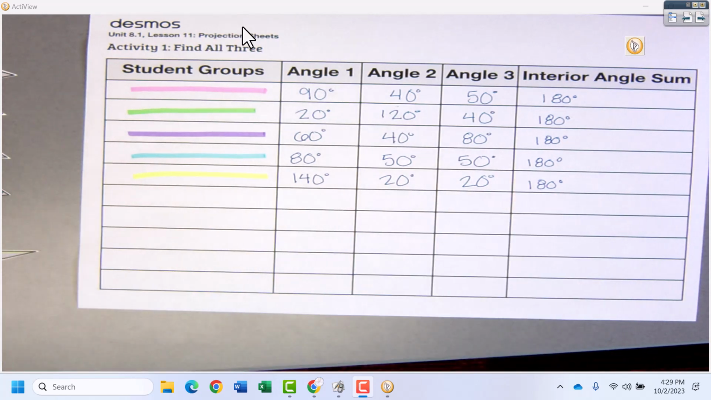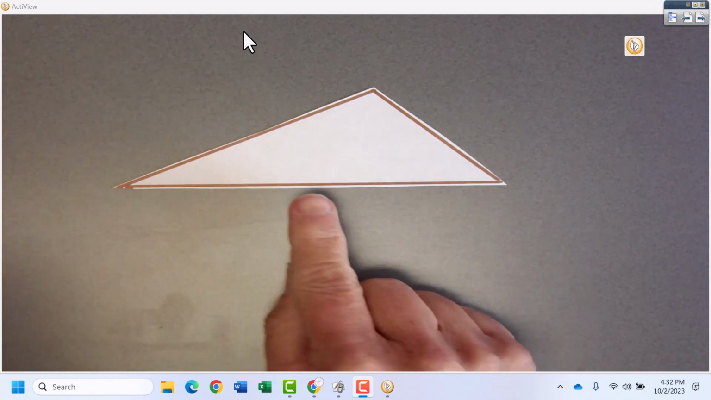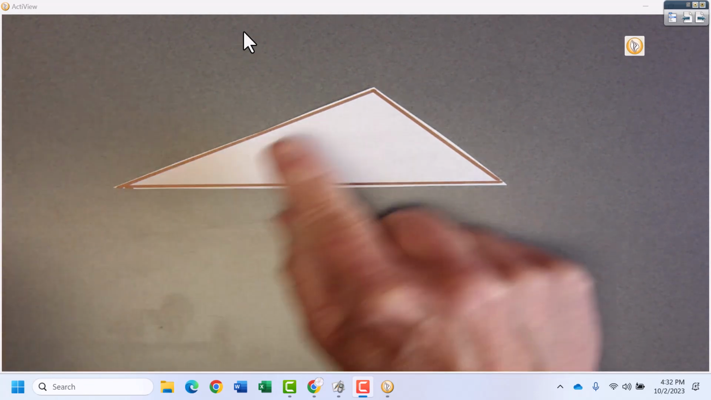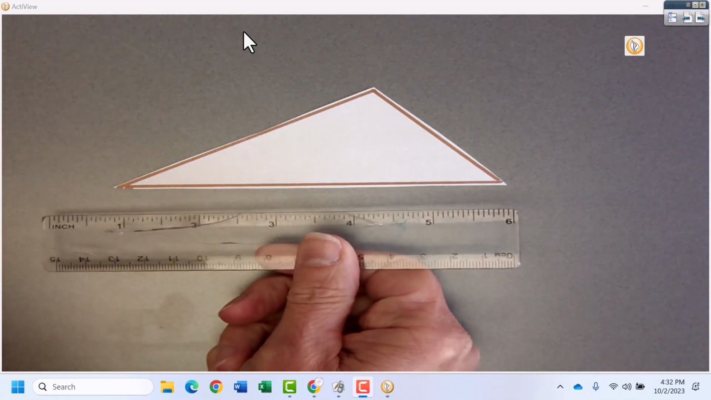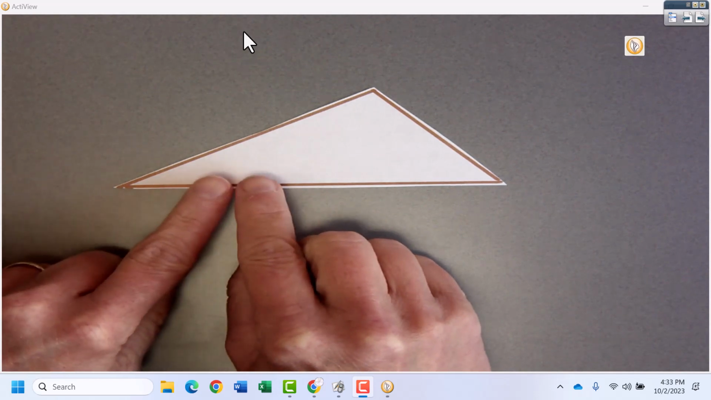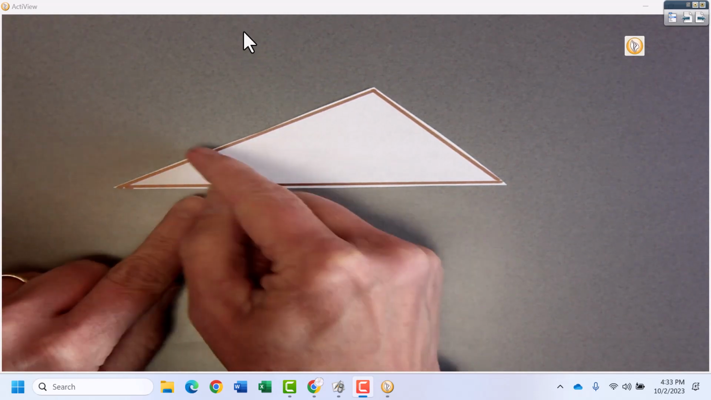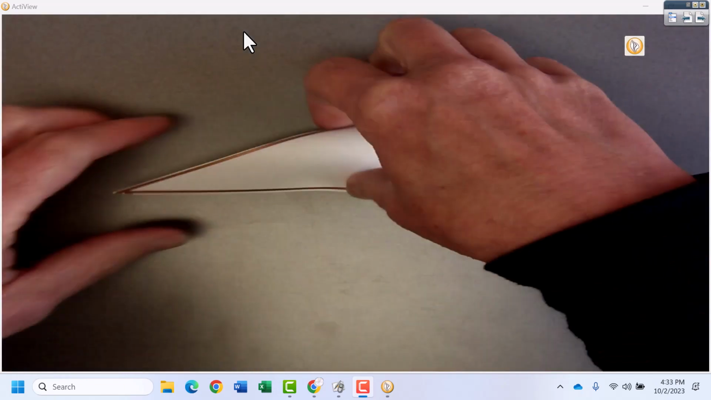Now we looked at this another way as well with a second activity. In this second activity, students were invited to grab a sheet of paper, draw any triangle that they wanted using a straight edge and some neatness, and then tear the triangle up. Tear all of the angle measures out. So I'm going to do that now.